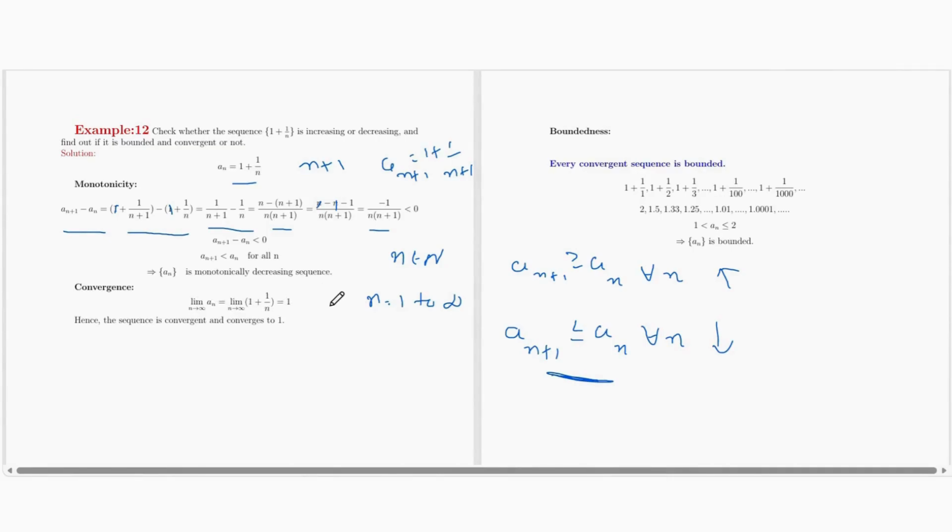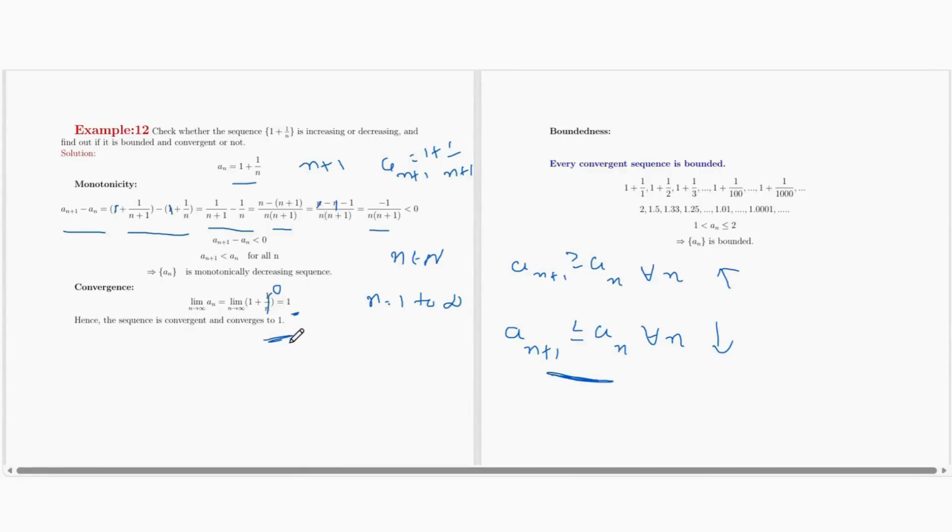Now next, check whether the sequence is convergent or not. To check convergence, we apply the limit on the nth term of the sequence. So limit n tends to infinity a_n is equal to limit n tends to infinity 1 plus 1 upon n. Now separate the limit. So 1 plus 1 upon infinity, and this value becomes 0. So what is the answer? The answer is 1. Now here we get the finite value 1. So what we conclude? Hence the sequence is convergent and converges to 1. So this sequence is a convergent sequence and it converges to the value 1.